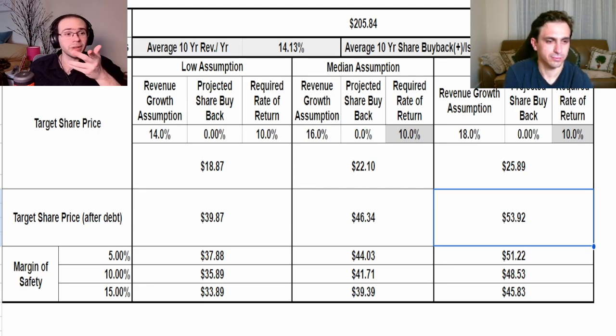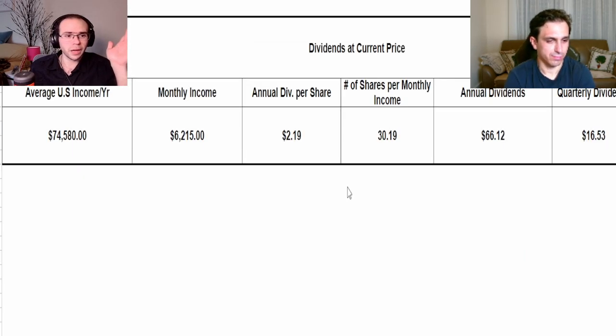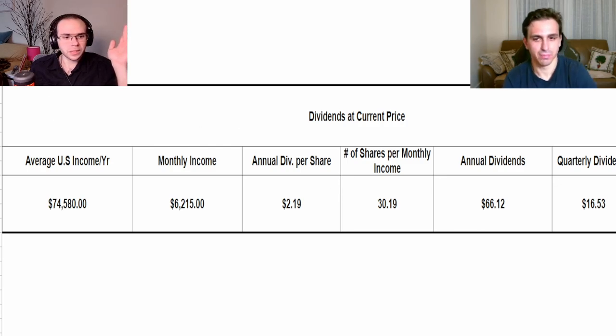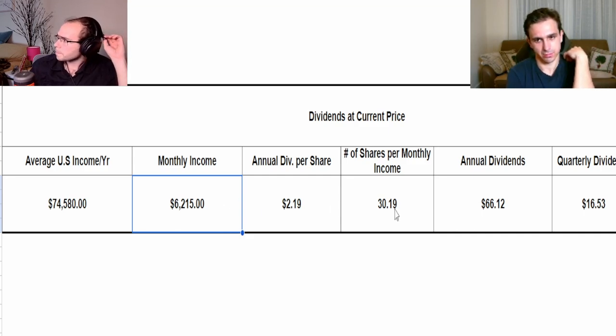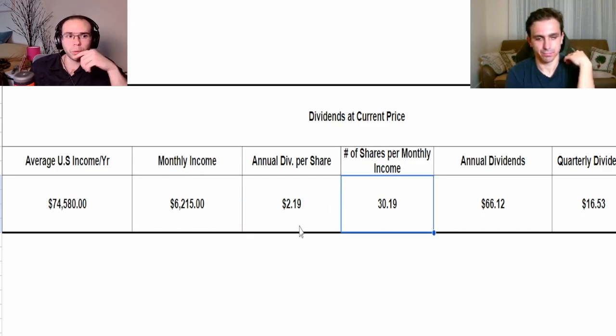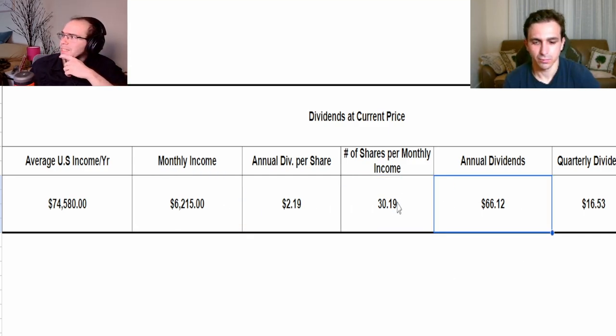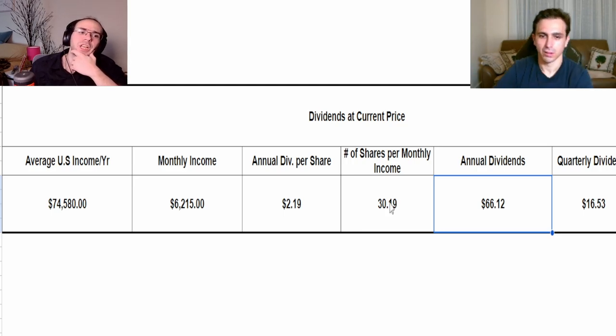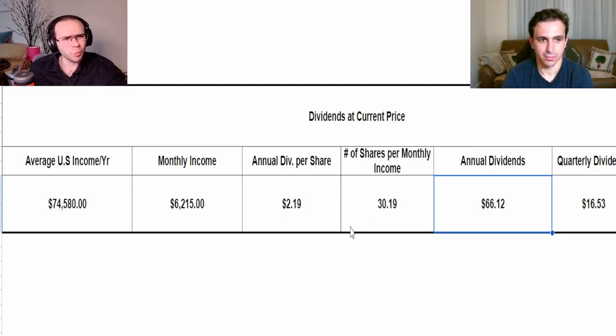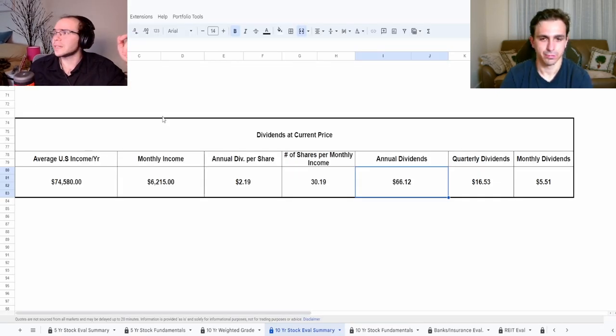So tell me what you guys think. Oh wait, one more thing. Obviously, with this dividend, we can see that if we input $6,000, or if we buy $6,215 worth of this company, this nets us 30.19 shares, which is about $66.12 per year. So not a lot, right? It's only a 1.17, 1.2%. So not really that high, but yeah, that's essentially the company TSM.